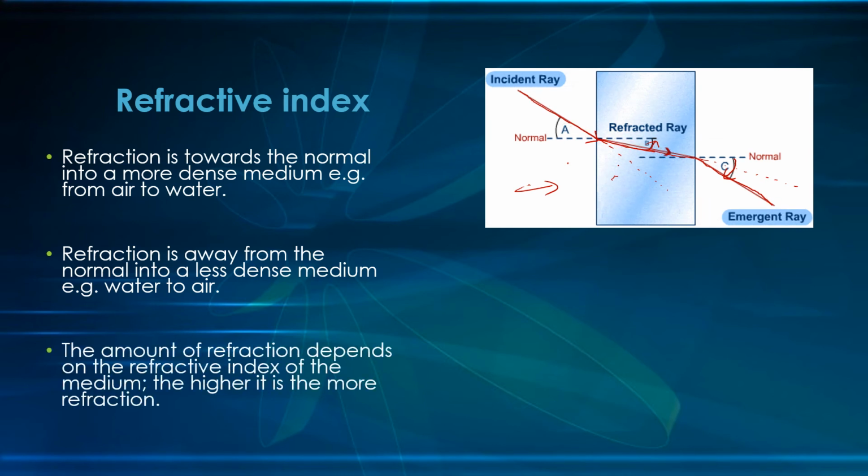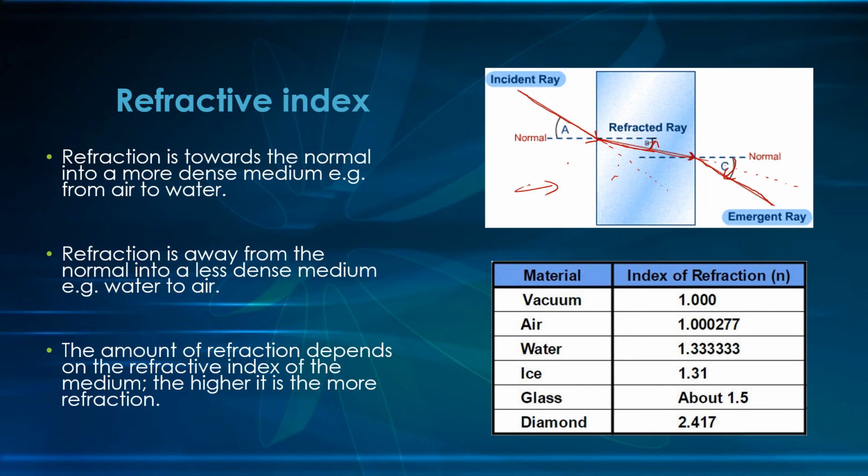Now the amount of refraction will depend on the refractive index of the medium. The higher it is, the more refraction there is. And the refractive index of different media are given in this table, so we can see a vacuum has an index of refraction of 1. That basically means it doesn't refract things at all. And as materials get more dense, we can see that the refraction will increase. Diamonds have a very high angle of refraction, which is why when we look at them we see all those rainbow colours inside and they sparkle.